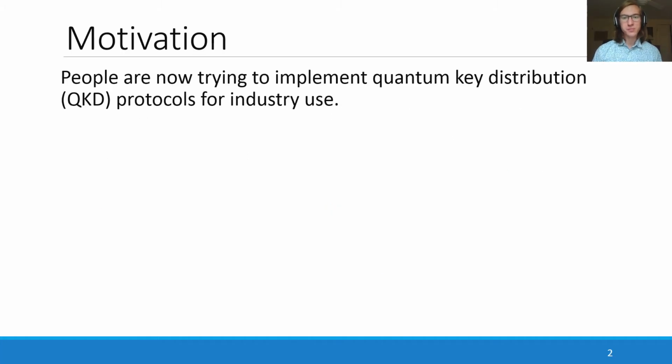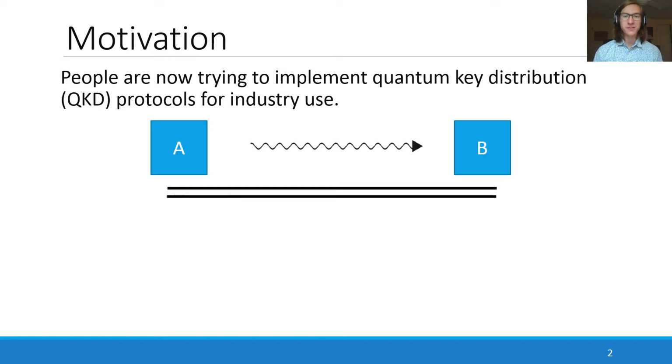People are now trying to implement quantum key distribution protocols for industry use. I know we all know what quantum key distribution is, but just as a quick reminder, it's a two-party quantum cryptographic protocol in which Alice and Bob share a quantum channel, an authenticated classical channel, and using these resources, they want to establish a secret key.